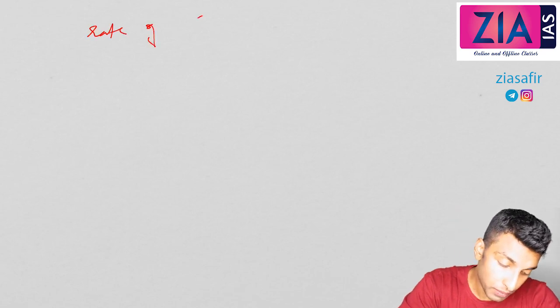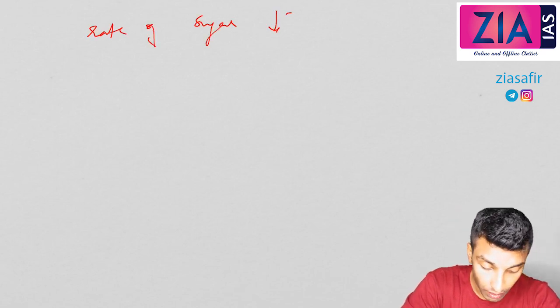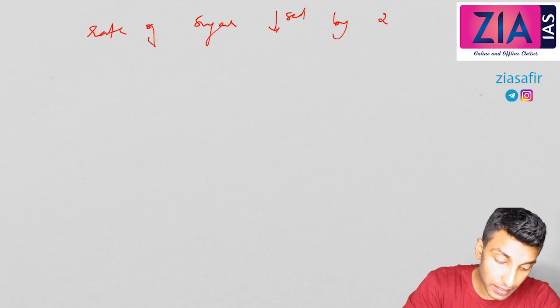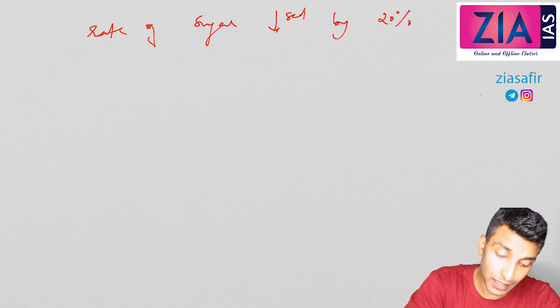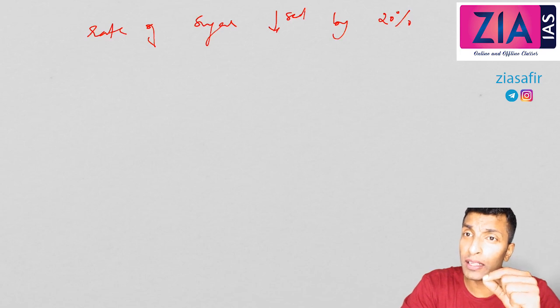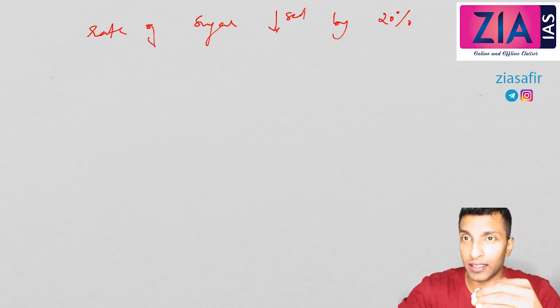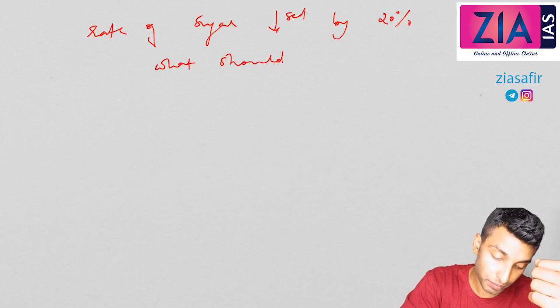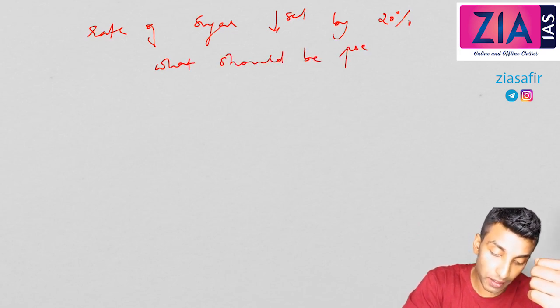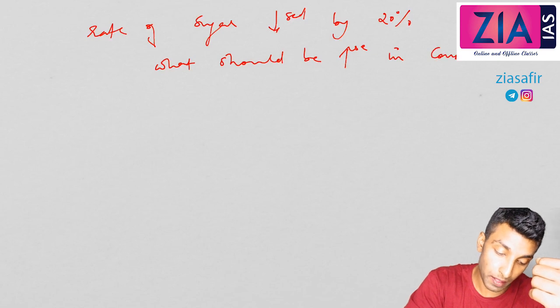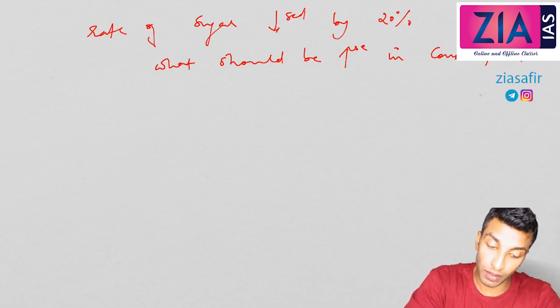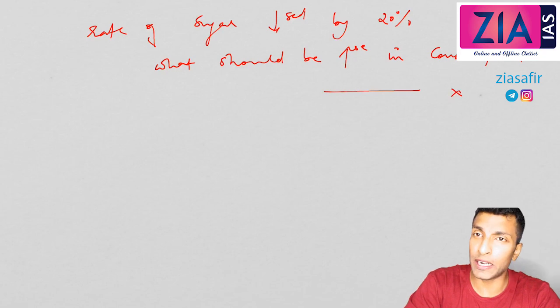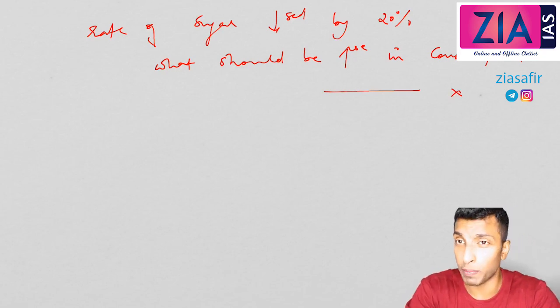Similarly, take the opposite question: instead of an increase, the rate of sugar is decreased. The rate of sugar is decreased by 20%. Now you can predict the question: what should be the increase in consumption if expenditure is the same? You will increase the consumption. So what should be the increase in consumption when expenditure remains the same? I'm not writing that, but that is also a part of the question.